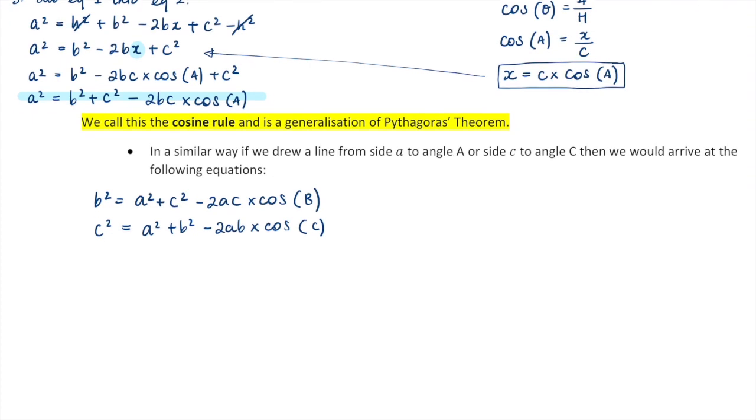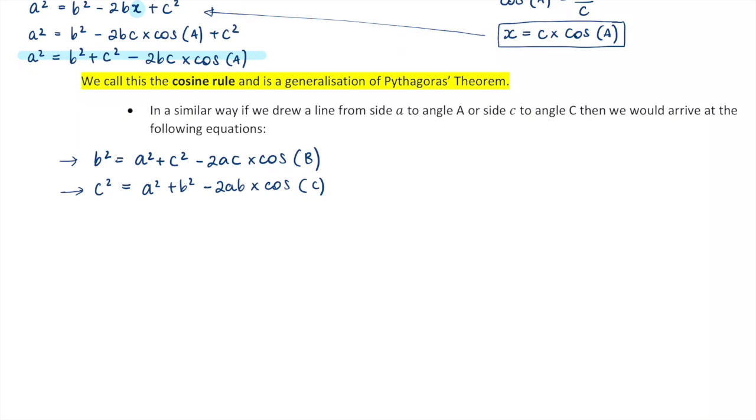So for example, if I've asked you to find length A, you would use the first cosine rule that we've found. Having said that, it does require you to have the angle A given to you. And then if I asked you to find length B, you could use this equation here, or if I asked you to find length C, you could use that equation there. So all of these equations do require you to have the interior angle, or the angle for the length that you're trying to find.